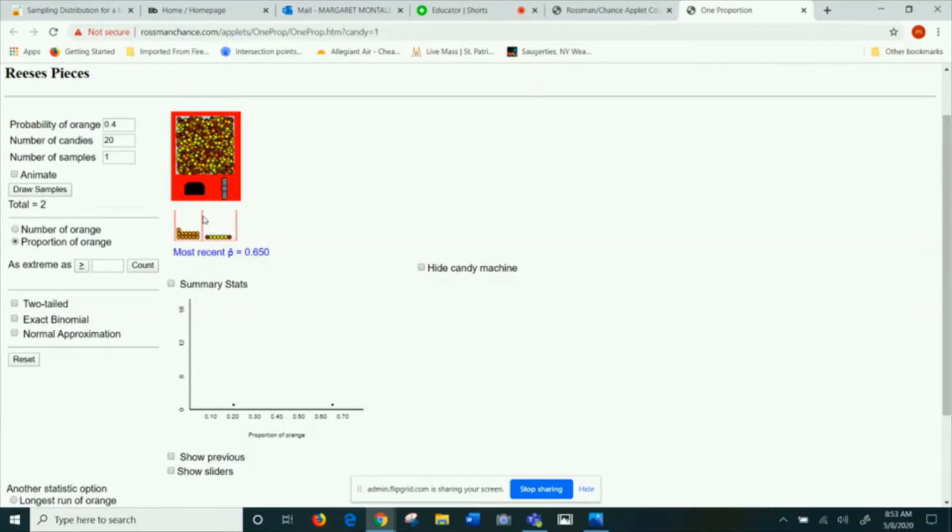From this sample of 20, there are 2, 4, 6, 8, 10, 12, 13 out of the 20. Now 13 divided by 20 is 0.65. So the proportion of orange Reese's Pieces in this sample of 20 is 0.65. We put the proportion of 0.65 down here on our dot plot. Draw another sample, and the proportion of orange Reese's Pieces here is 0.40 down on the dot plot. I'll do this several more times.